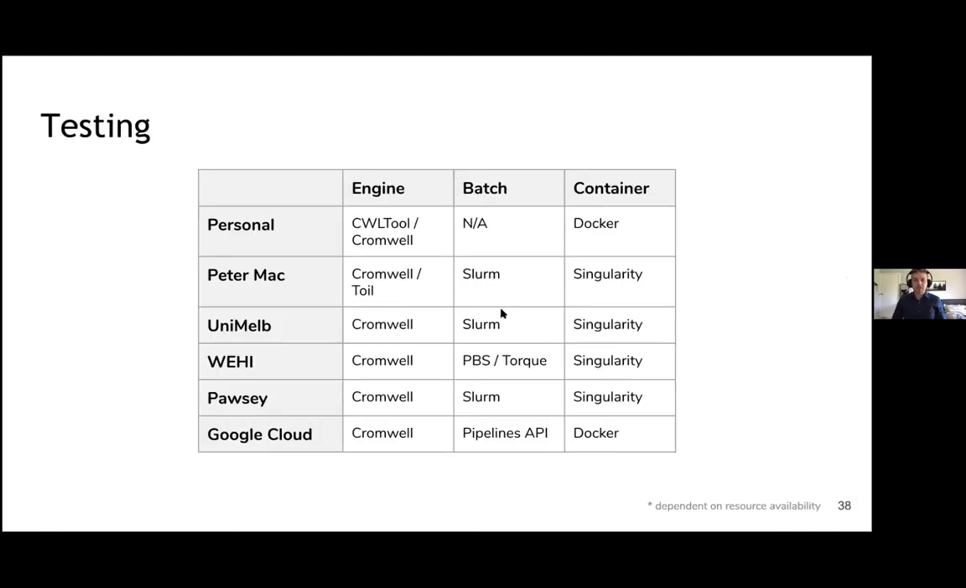We've tested these exemplar pipelines on a number of compute environments, like a personal computer, the Peter Mac cluster, UniMelb, WEHI, Pawsey, and also Google Cloud, across a variety of workflow engines, a number of batch systems, so Slurm, PBS, Torque, and the Pipelines API for Google Cloud, and a number of container environments as well. And we've ensured that we get perfect reproducibility across these environments.